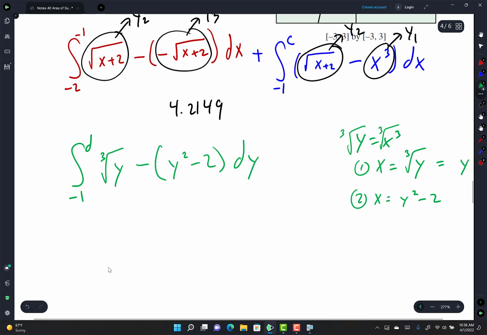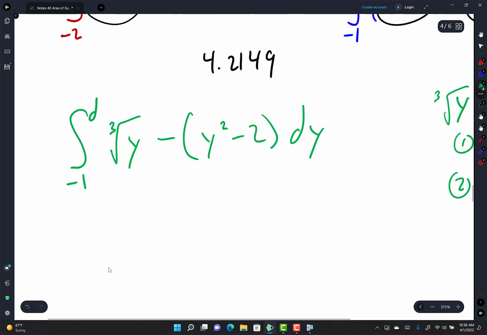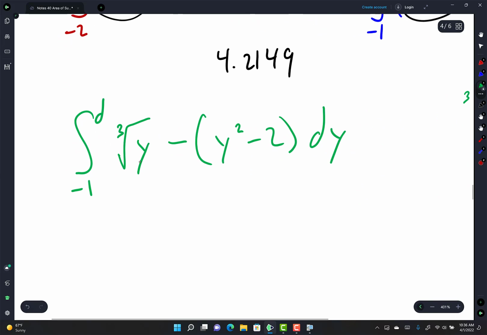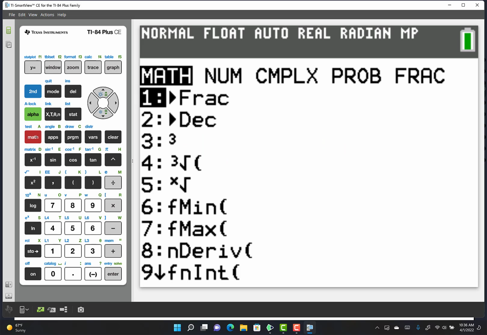No, I'm not going to do it by hand. I'm just going to type it into the calculator. So I don't have these saved anymore. I'm just going to type it in. I'm going to use the letter x. That's why you don't want to put the letter x as the limit. Here we go. Math, and I bet you it's going to be the same.